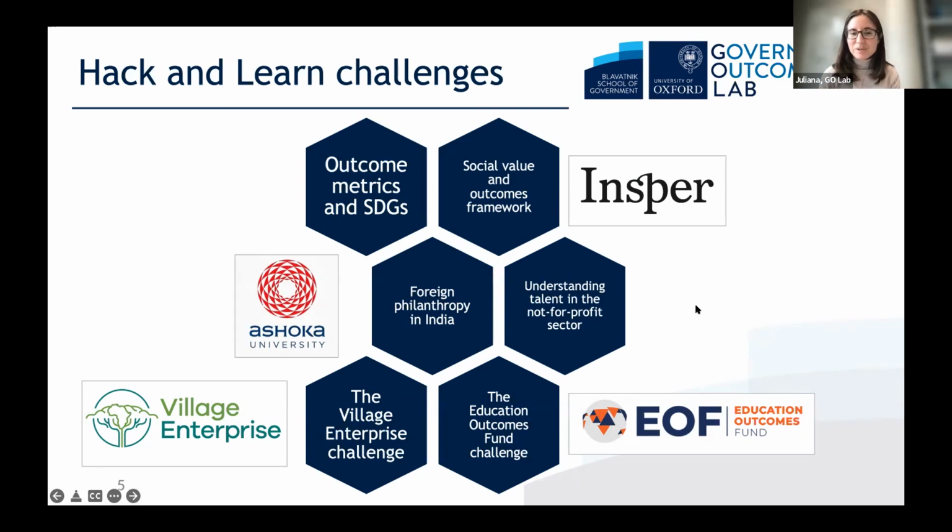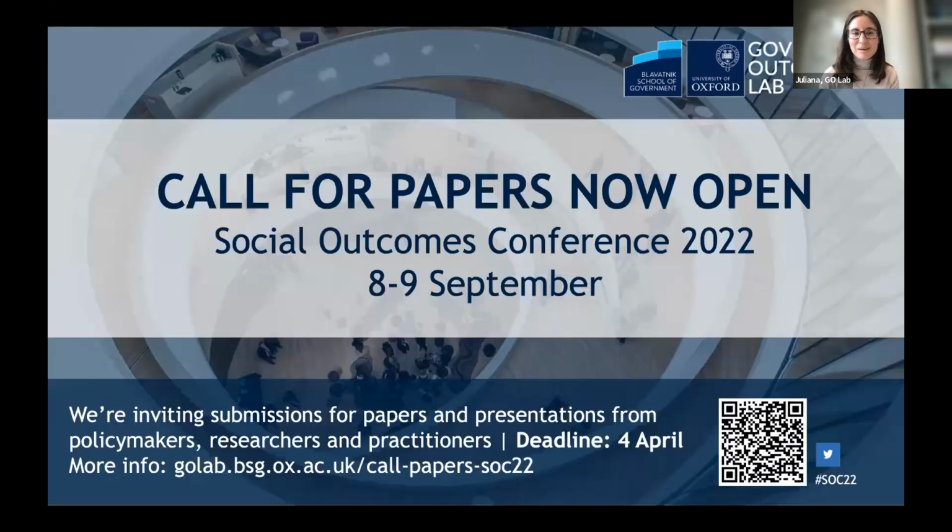I have one more update to share with you, which is about our Social Outcomes Conference. We are inviting submissions for papers and presentations from policymakers, researchers, and practitioners. The deadline is the 4th of April, but we are accepting academic papers. If you are a practitioner and you want to bring a more practitioner-focused presentation, we're also welcoming those types of presentations. And you can also propose a new panel if you feel that you have a special topic that you want to discuss and has not been discussed previously. I think this is the place and the moment to have that discussion.